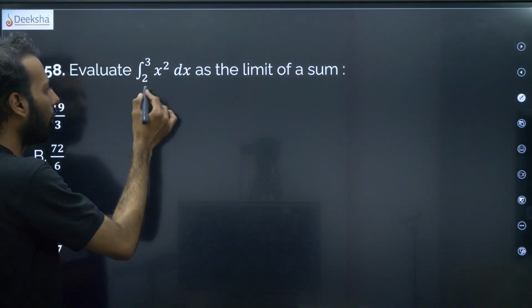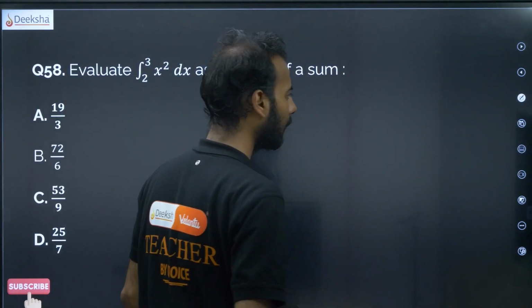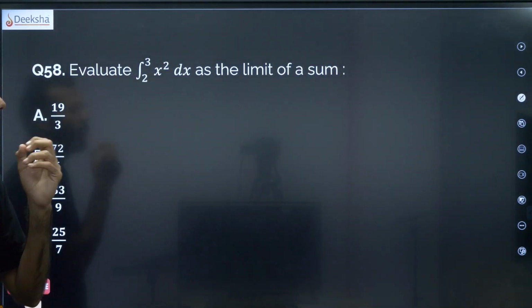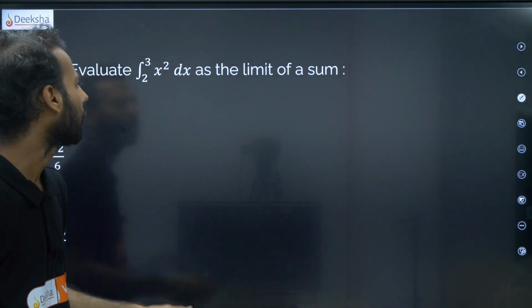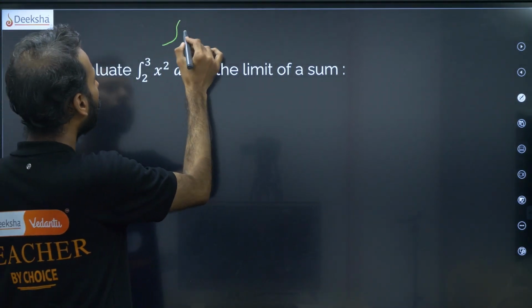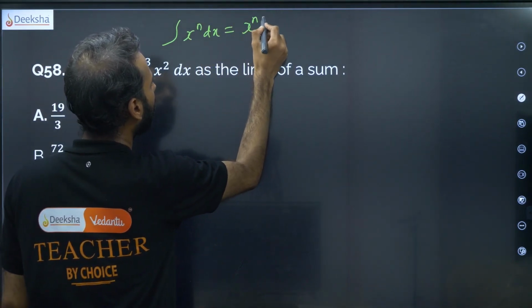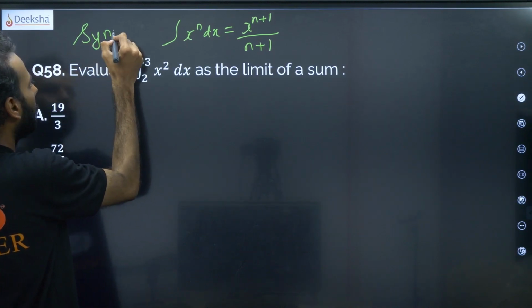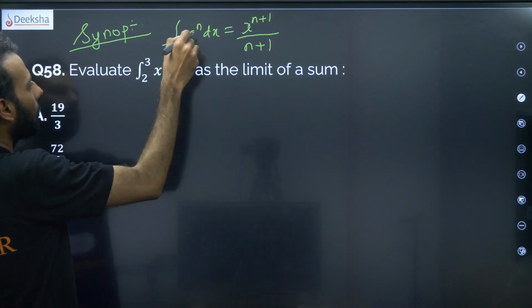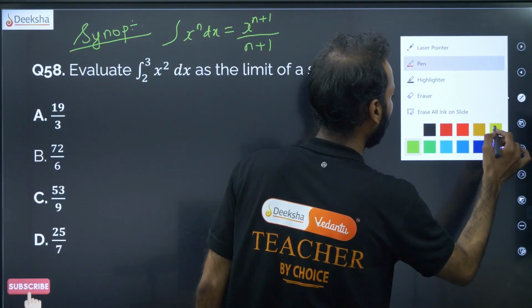Generally, you go for the normal method only, because although they are saying as a limit of sum, they will not get to know which formula we are using. So it is better you go for integral of x raised to n dx is x raised to n plus 1 by n plus 1. This is the synopsis to solve this problem. So go for solving this problem.